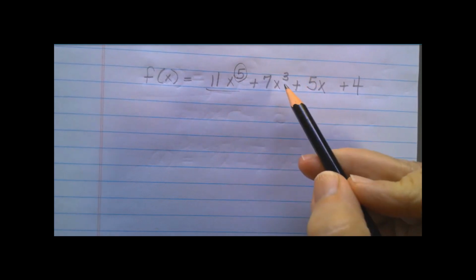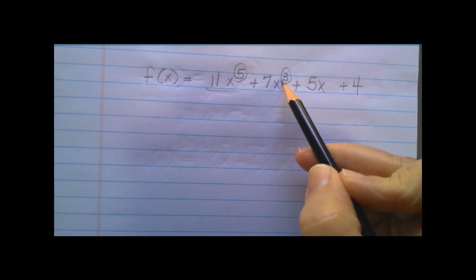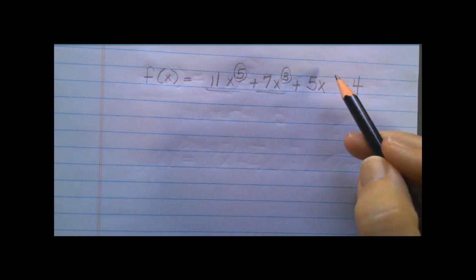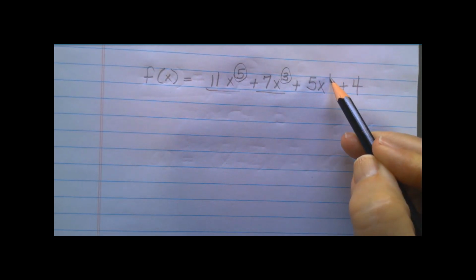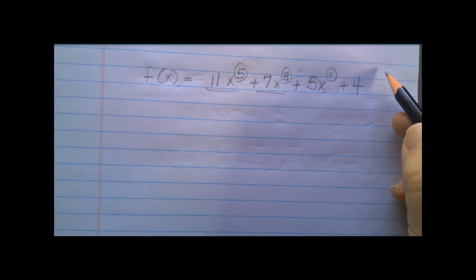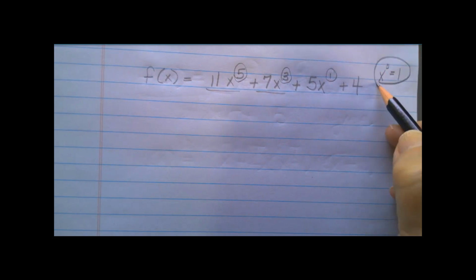We have an x to the fifth, and then we go back in descending order. X to the third. This is x to the first power. We don't normally write the 1, and this is x to the 0 power. X to the 0, remember, is 1. And so 1 times this number will give us our constant.